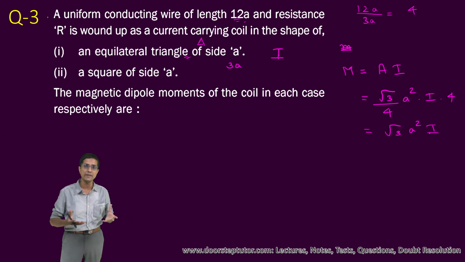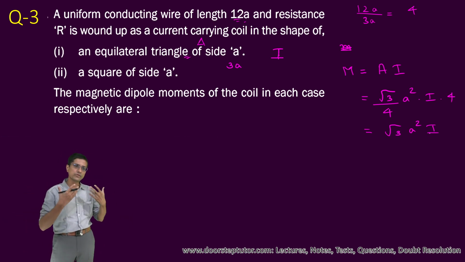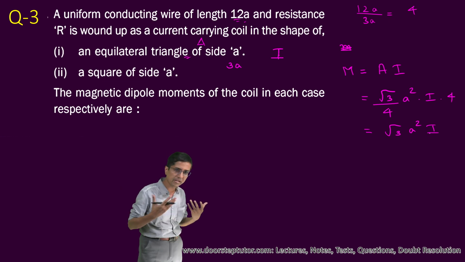Now what about the square? Again we'll do something similar. A square has side of A, therefore its perimeter will be equal to 4A.